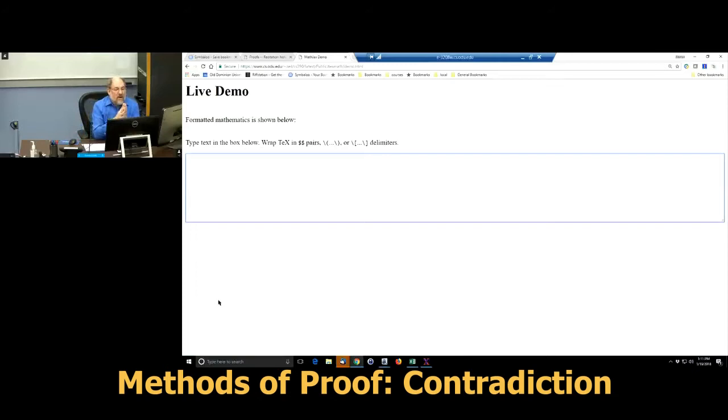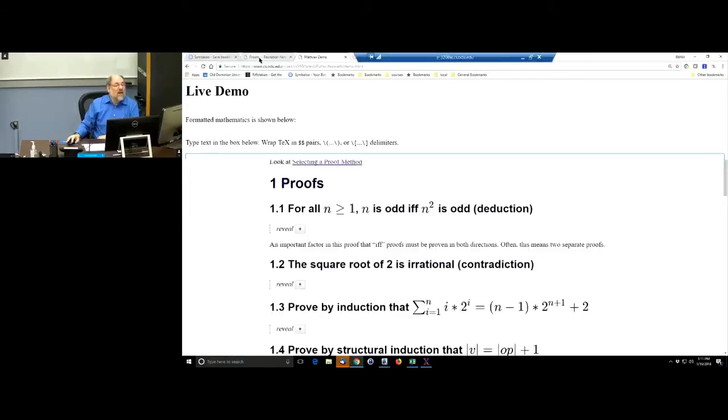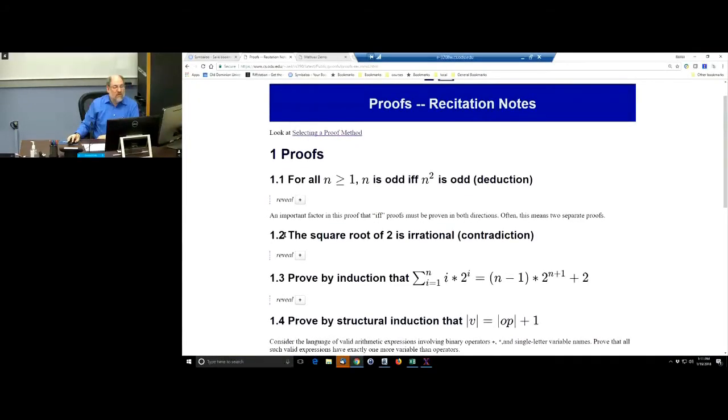All right, another form of proof that you should have looked at this week is proof by contradiction. And I want to do an example of that as well. So we're going to prove that the square root of 2 is an irrational number. And we're going to do that by contradiction.